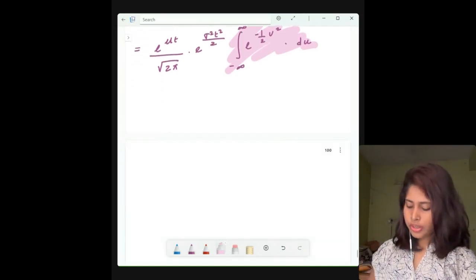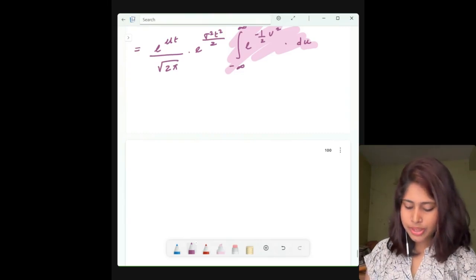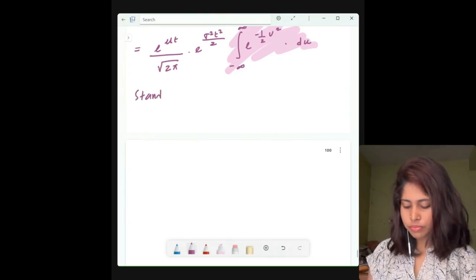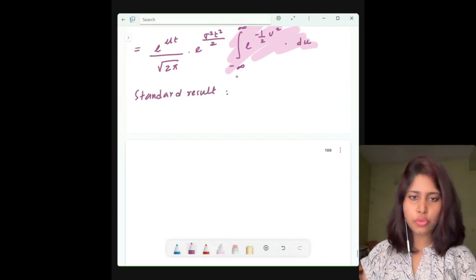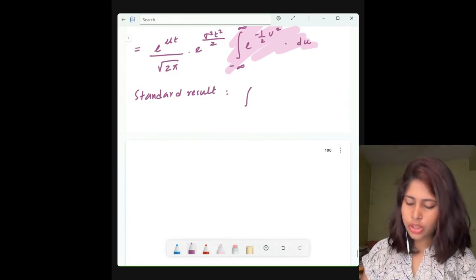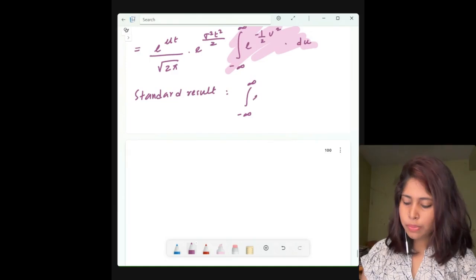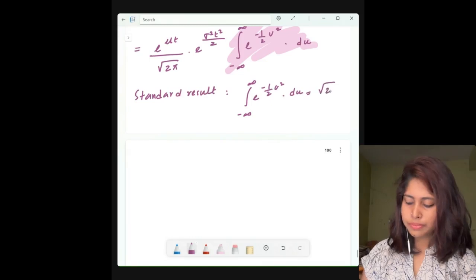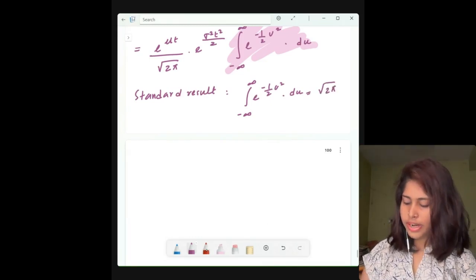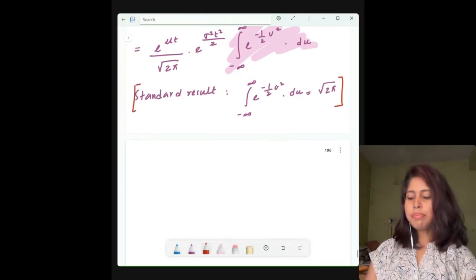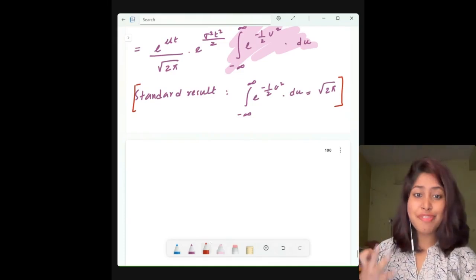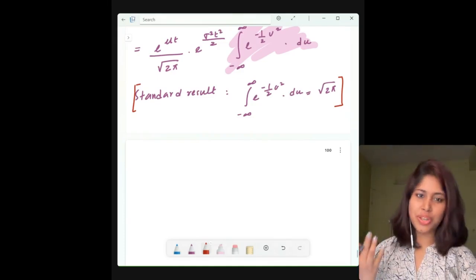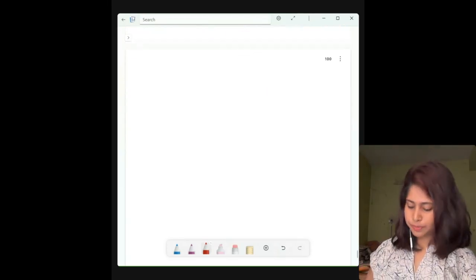So you just write it down like this: the standard result is that the integral from minus infinity to infinity of e to the power minus half u square du is equal to root over 2 pi. So this is a standard result. Now if I put this in this portion, you can see a very nice thing, that the numerator and denominator will get cancelled. So let us do that.